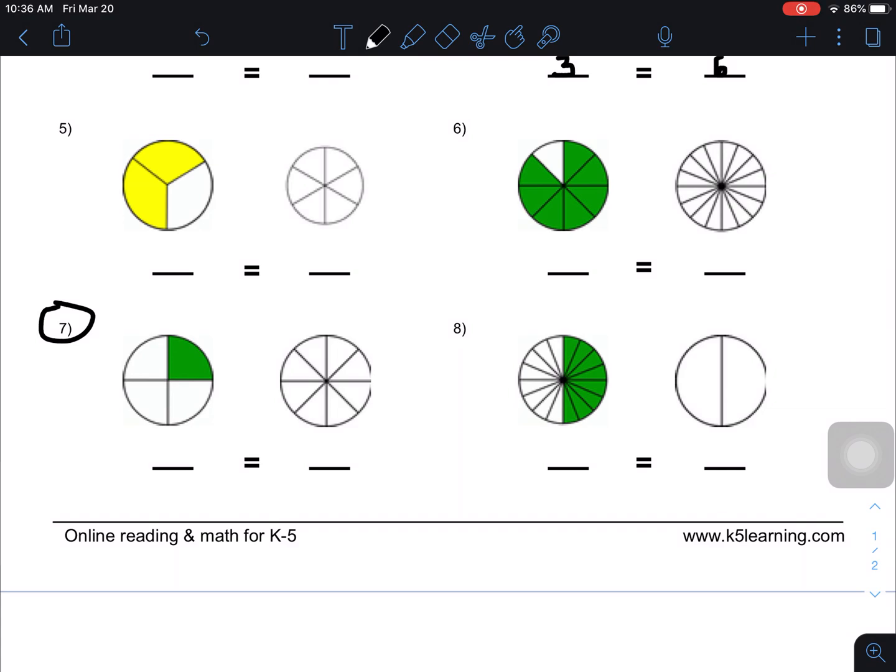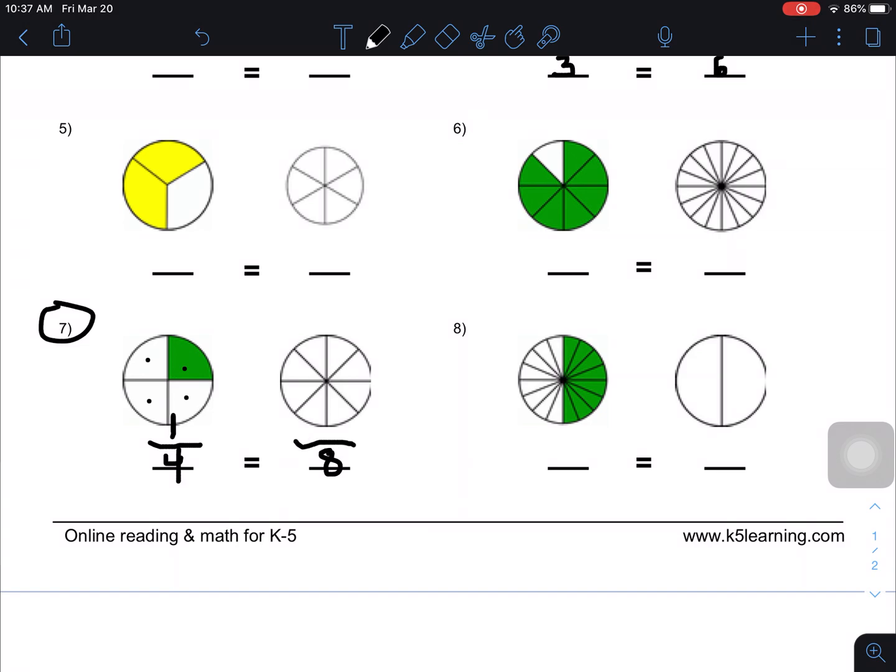So for number 7, let's count the amount that are in here. 1, 2, 3, 4. That goes at the bottom. We have how many shaded in? That green portion up there would be 1. Now let's go over here and do the same thing. So we have 1, 2, 3, 4, 5, 6, 7, 8 individual pieces that make up the whole.